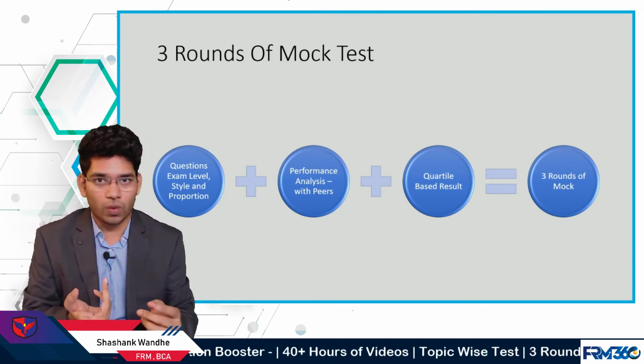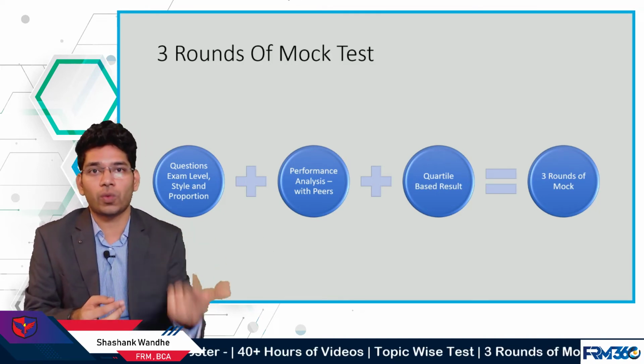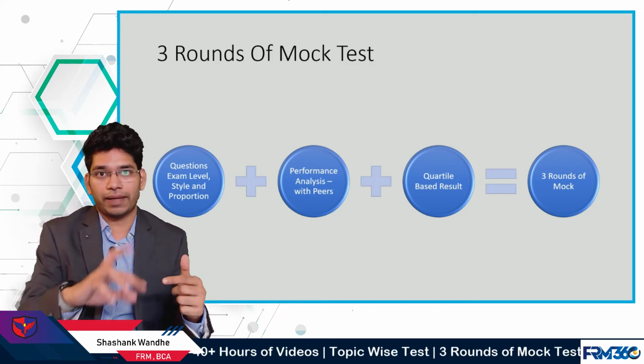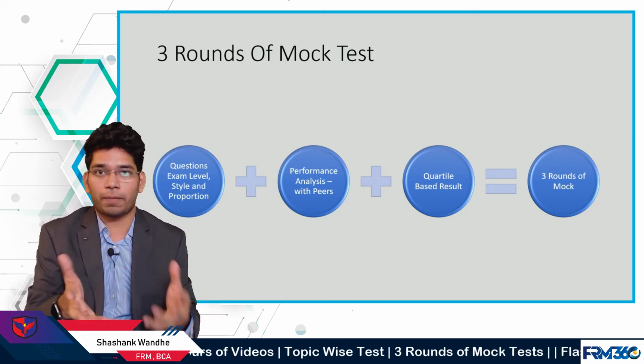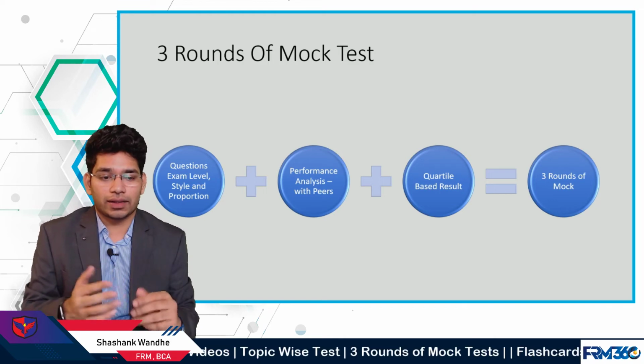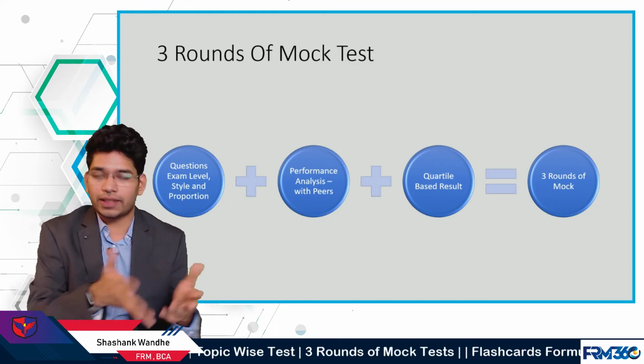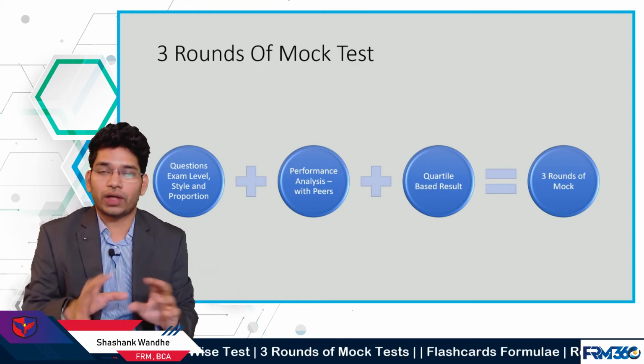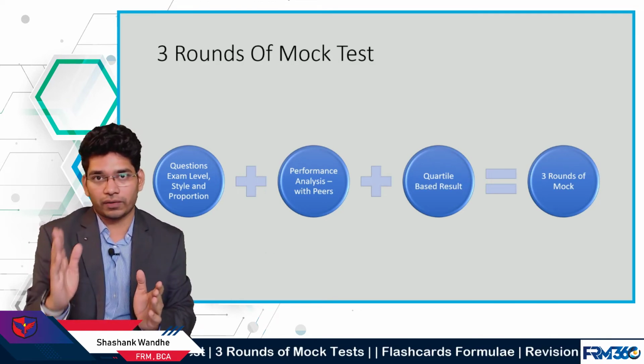The second analysis is again a quartile based analysis. It will show you in what quartile you are landing in that test based on your performance. And the third is, obviously, a quartile analysis. Those are the 3 rounds of mock test. Now I will give you a brief overview, round by round.